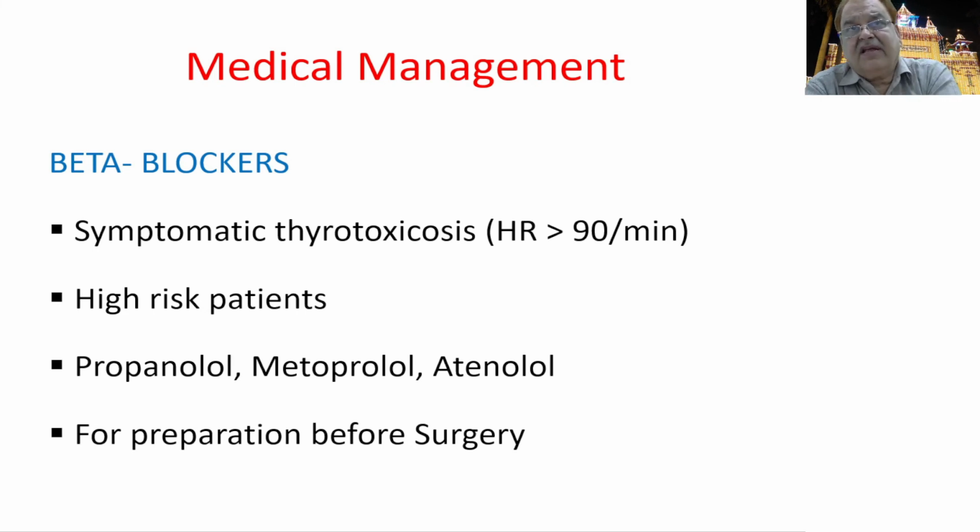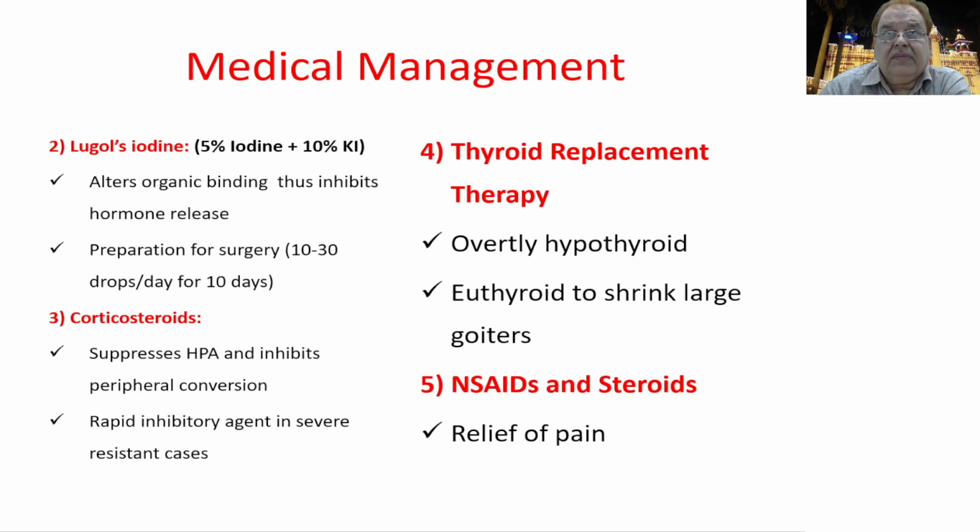Then beta blockers are another group of the drugs, mainly if the patient is symptomatic, there is a very high pulse rate, the patient is very anxious, she is not able to sleep. In those cases, you can give the patient the beta blockers, and you can use the propranolol, the metoprolol, or the atenolol, and it is mainly used before you take the patient for the surgery. Then Lugol's iodine can be used before your surgery. Corticosteroids are sometimes used. You can use the thyroid replacement therapy, especially in the patient who is having the hypothyroidism. And then you can also use the NSAIDs and the steroids if there is a lot of pain in the thyroid swelling.